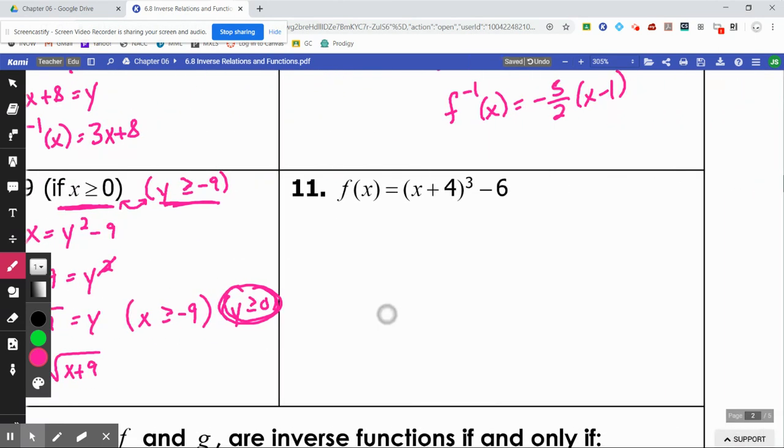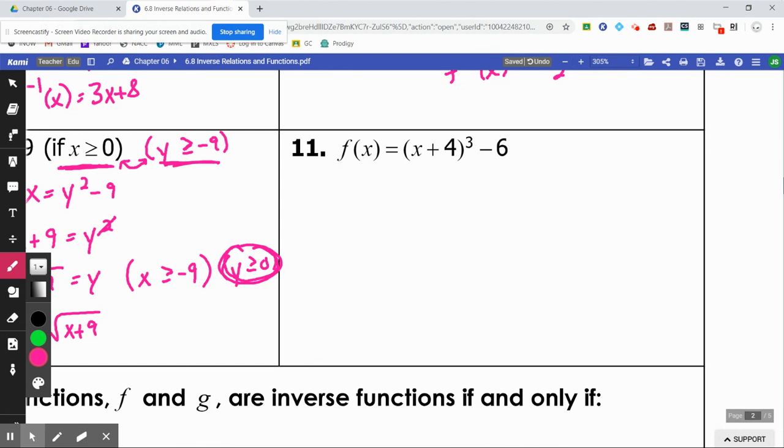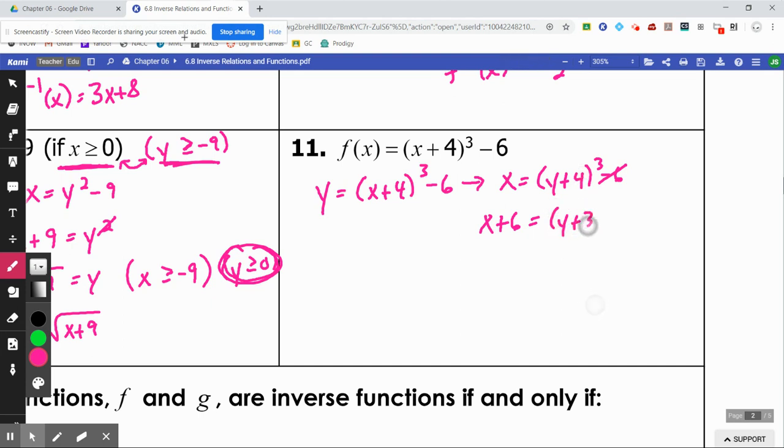Number 11. Step number 1, take out f of x, put in a y. Y equals (x plus 4) to the third minus 6. Let's switch them. X equals (y plus 4) to the third minus 6. Move the minus 6 over. You now have x plus 6 equals, it's supposed to be a 4, (y plus 4) to the third.